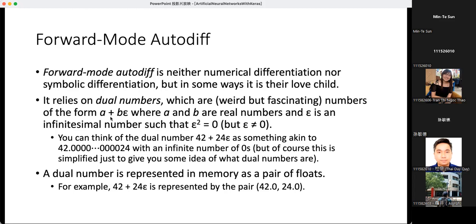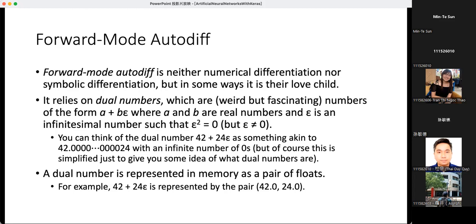We would write a number as a plus b epsilon. So a number is represented as an a-b pair, where a is a regular number and then b epsilon, where this epsilon is a very, very small number. Anything multiplied by epsilon is considered very, very small. It is so small that when this epsilon gets squared, such as epsilon squared, we just consider epsilon squared to be 0.